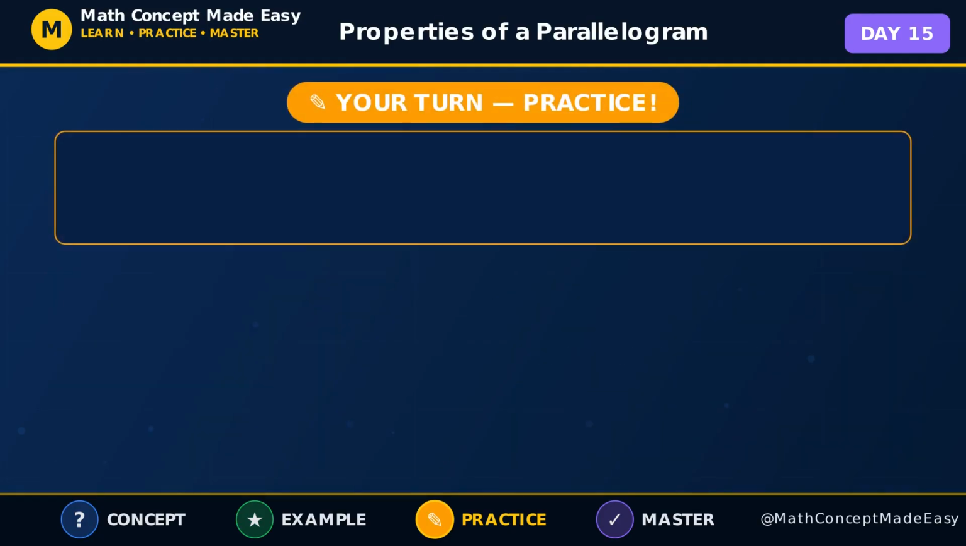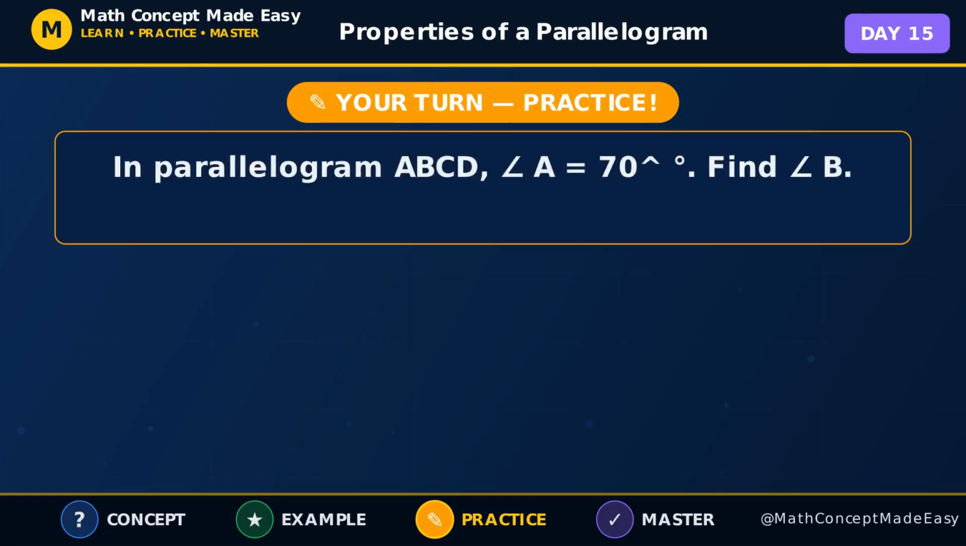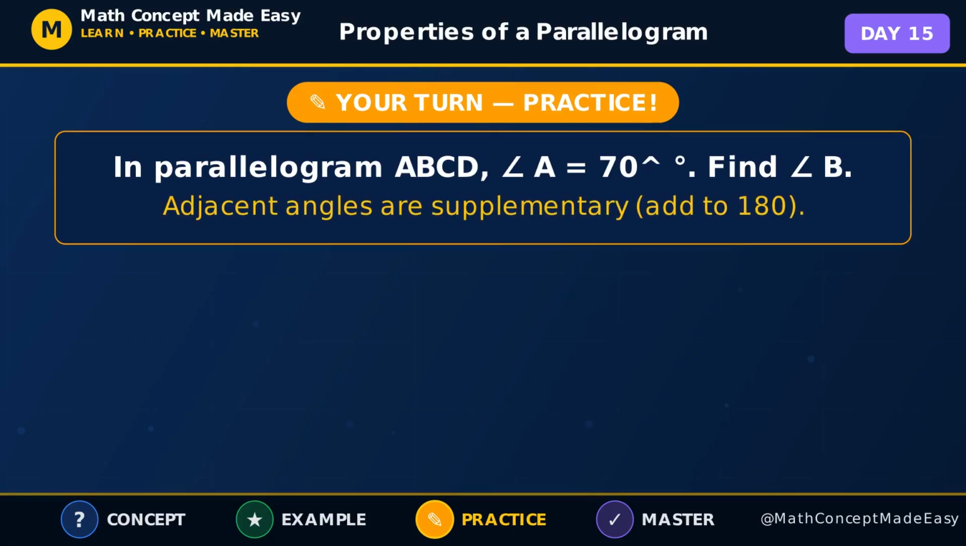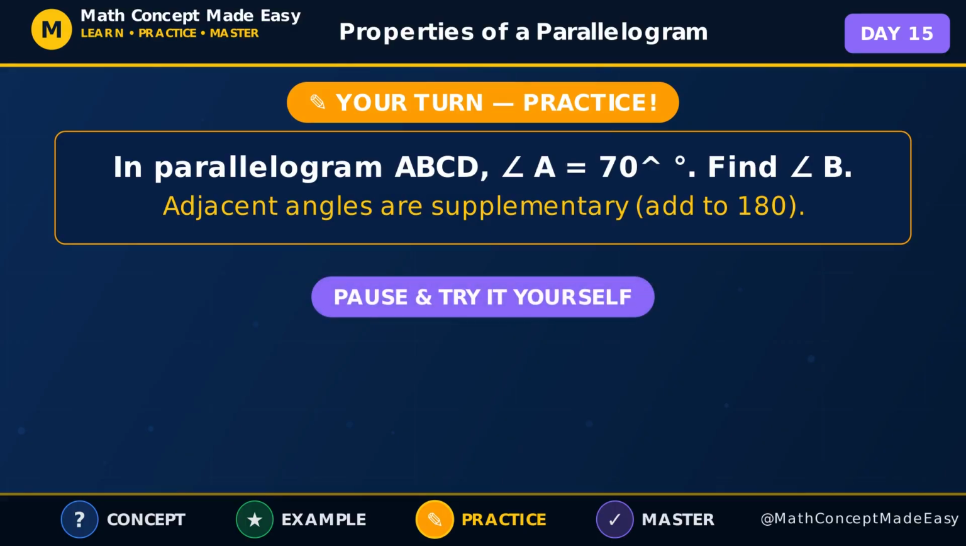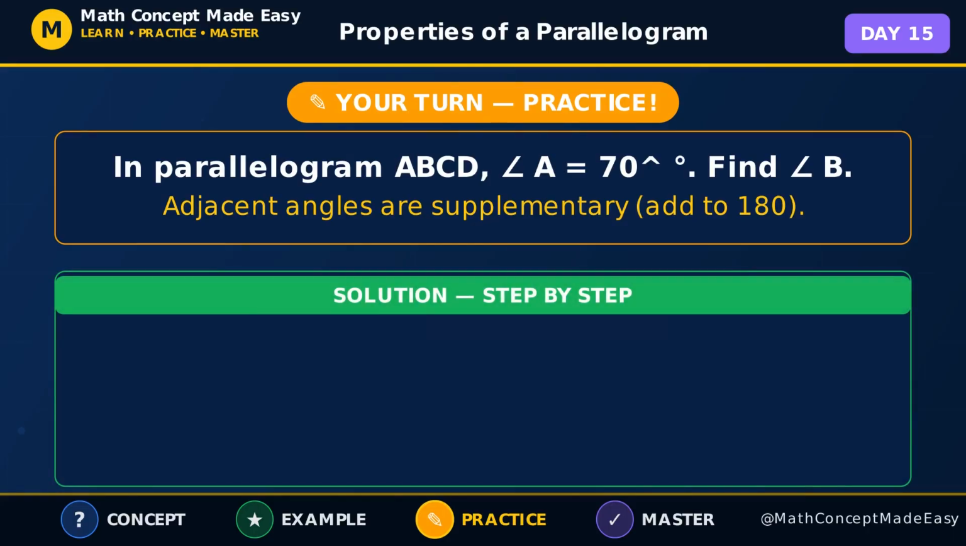Time to try it yourself. Here is your practice question. In parallelogram ABCD, angle A equals 70 degrees. Find angle B. Adjacent angles are supplementary, add to 180. Pause the video now, or take a few seconds with me. 5, 4, 3, 2, 1.